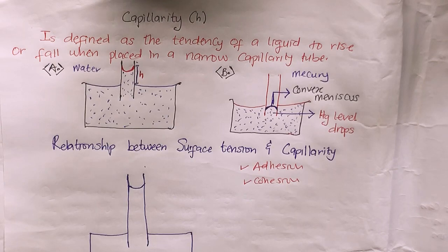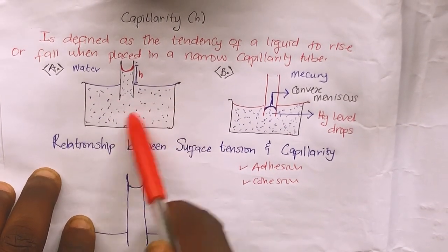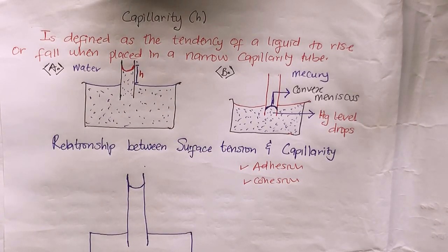kind is what we call cohesion. Between this water and water, we have cohesion force. That is the intermolecular force of attraction between two water particles. The force behind them is known as the cohesion force.